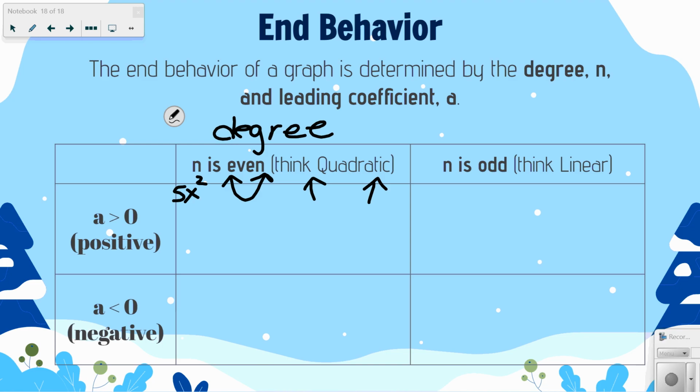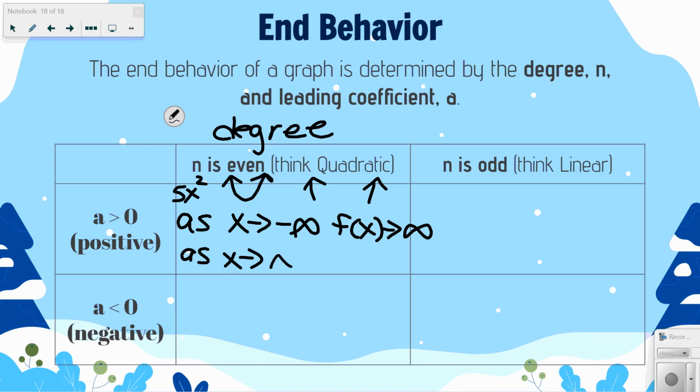So my end behavior would look like as x approaches negative infinity, what would f of x approach? Infinity. What about as x approaches infinity, what would f of x approach? Great job. So thinking with both of those, both my ends are going up and up, so both my ends are approaching positive infinity.